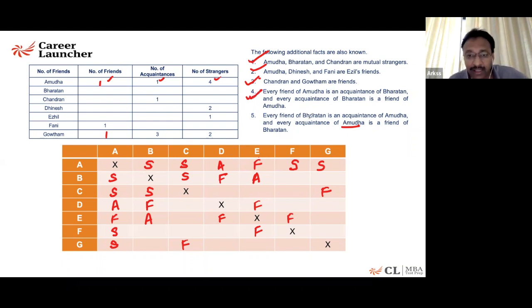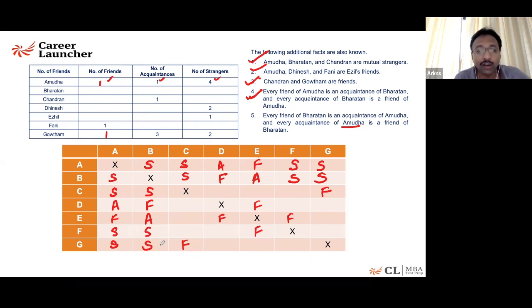Every friend of Bharatan is an acquaintance of Amuda. Now you cannot have anything else. So that means these two cannot be friends or acquaintances. So please understand, it cannot be acquaintances or friends for F and G. So these two also have to be strangers. Very clearly, these two also have to be strangers. That is done. Now look at all the other things that we get.